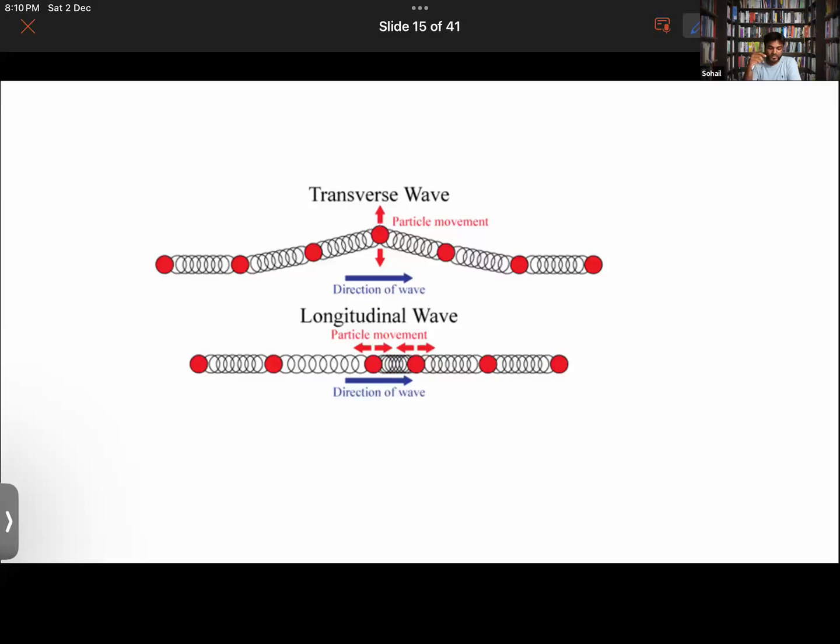See, ये हमारा wave का direction है. The wave is moving like this, right? And if the particles of the medium in which the wave is moving move perpendicular to it, then that is called a transverse wave.